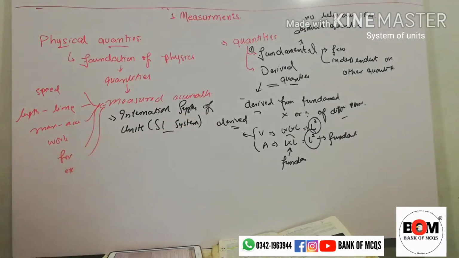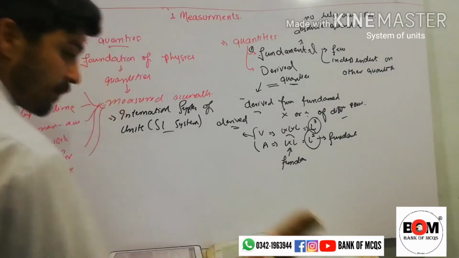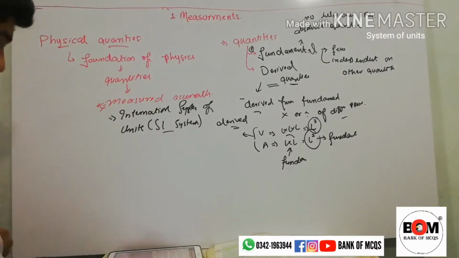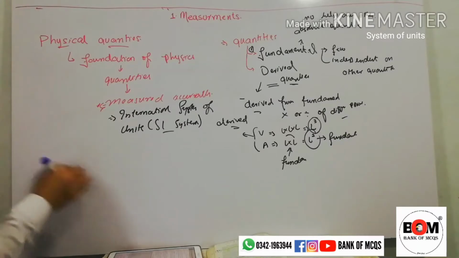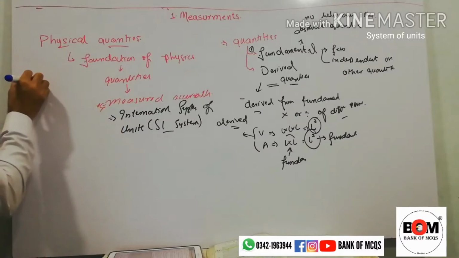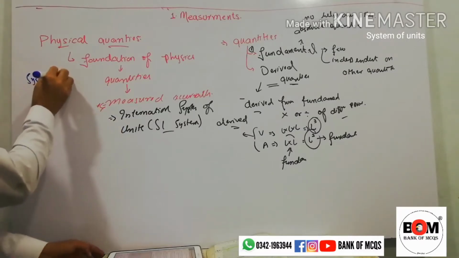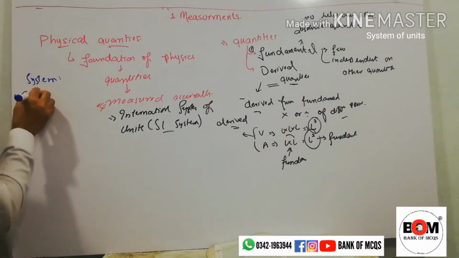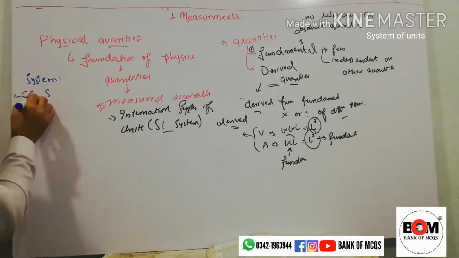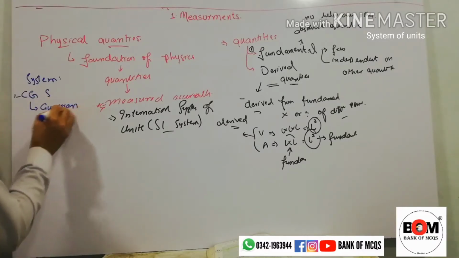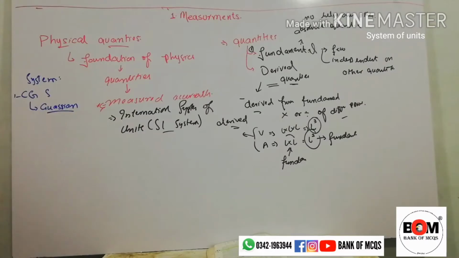So before going to System International, there are also other systems. I would like to write their names. The first one is CGS. So there are many systems. This system is also called the Gaussian system. Not important for this topic, but important for other entities.